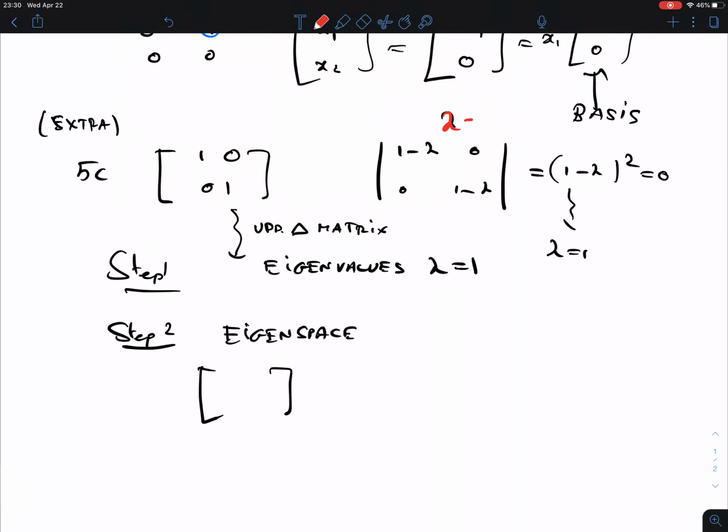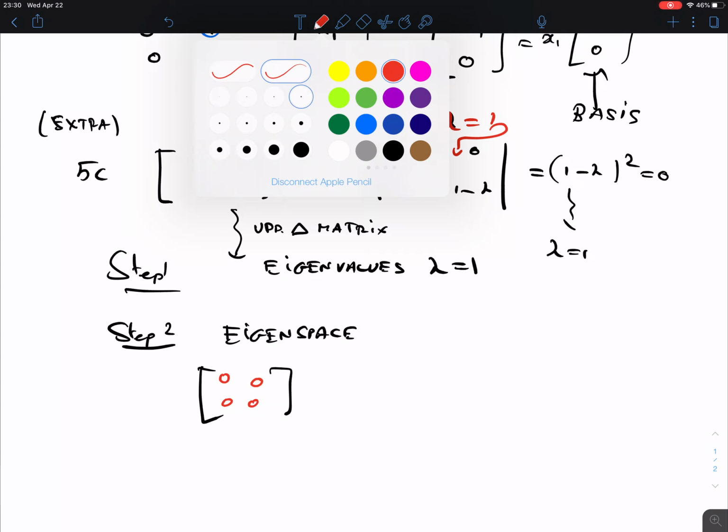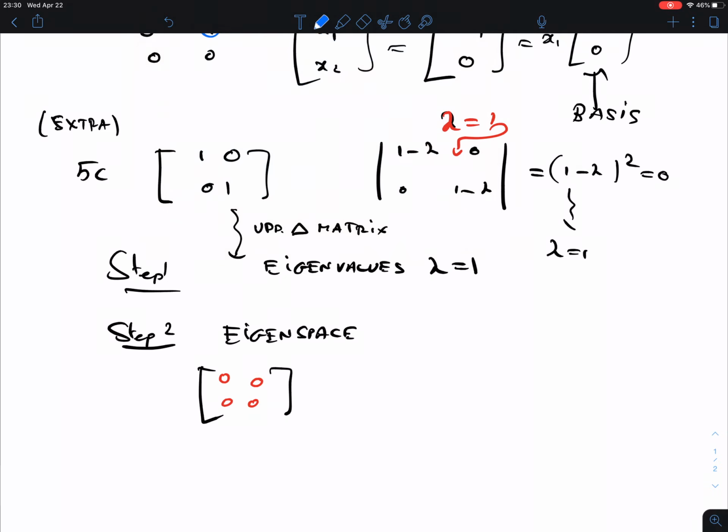You put in lambda equals 1 and plug this in this matrix, but you get 0, 0, 0, 0, the 0 matrix. Now that is row reduced echelon form. It's a bit weird, but let's just think about it. What are the pivot variables? Well, a pivot variable is a variable that has a 1 in the column. There is no such column, so there are no pivot variables.